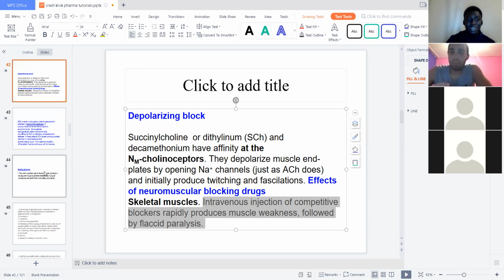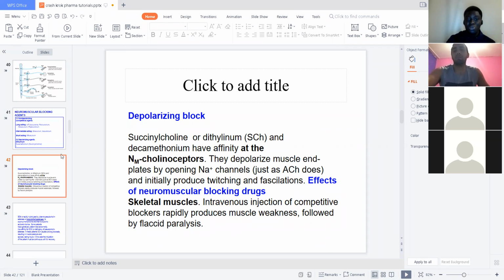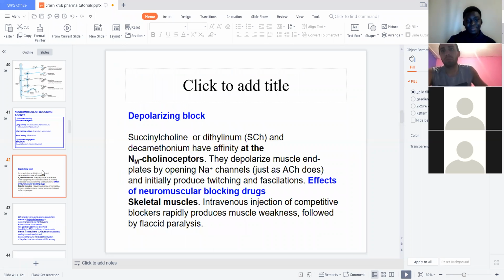Then we have the non-depolarizing block. The non-depolarizing agents include tubocurarine, pancuronium, and vecuronium. They end with curarine. There's no depolarization, so you're not going to see any muscle twitching or contraction. Take note, that's the difference between depolarizing and non-depolarizing agents. For depolarizing, you're going to see muscle contraction, while for non-depolarizing, you're not going to see any contraction.